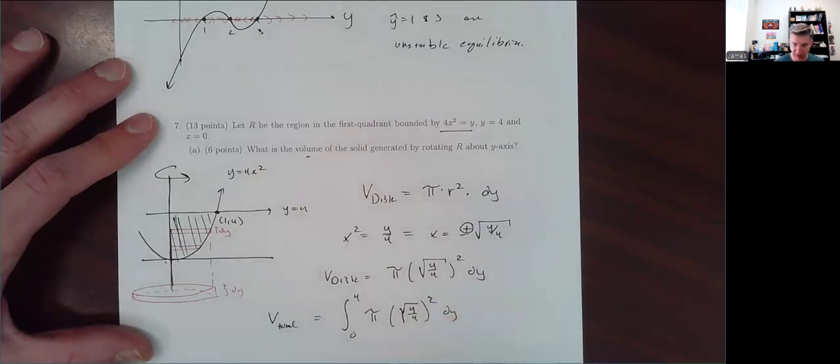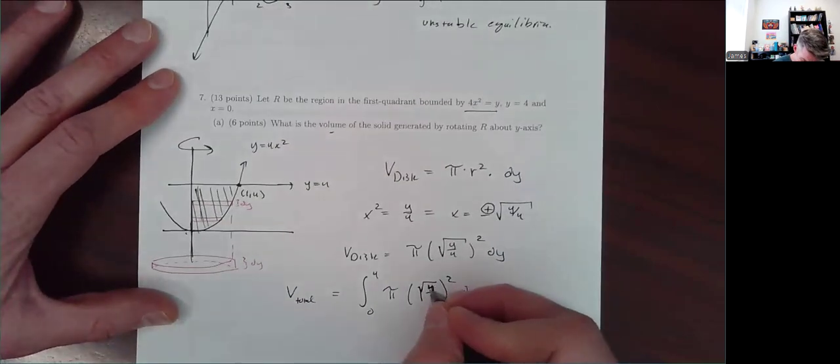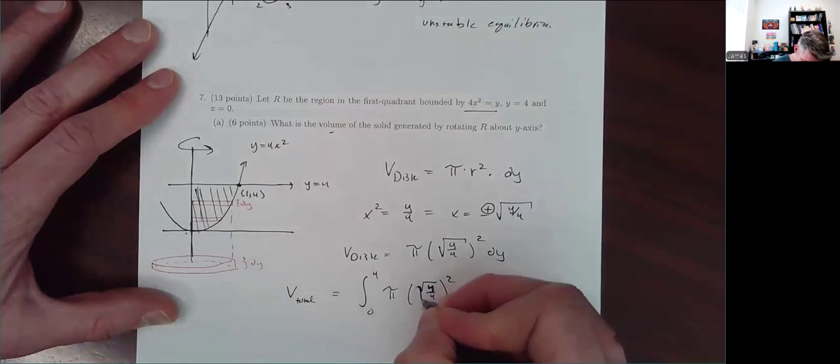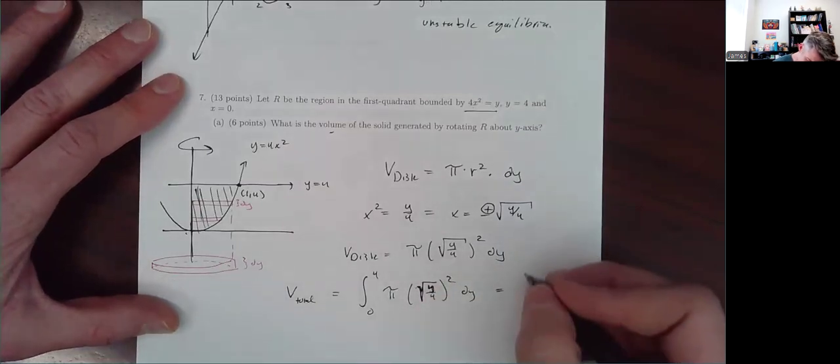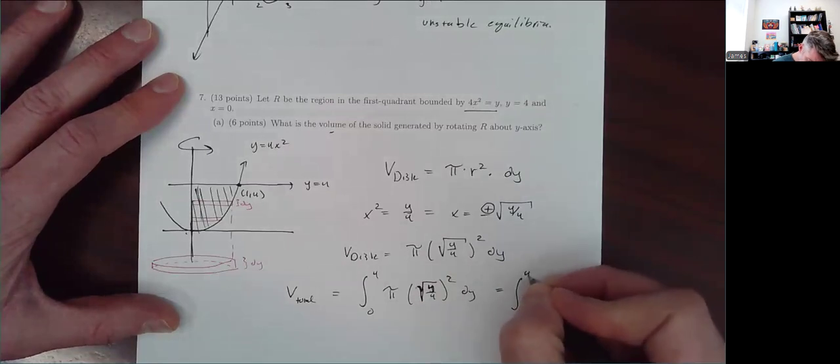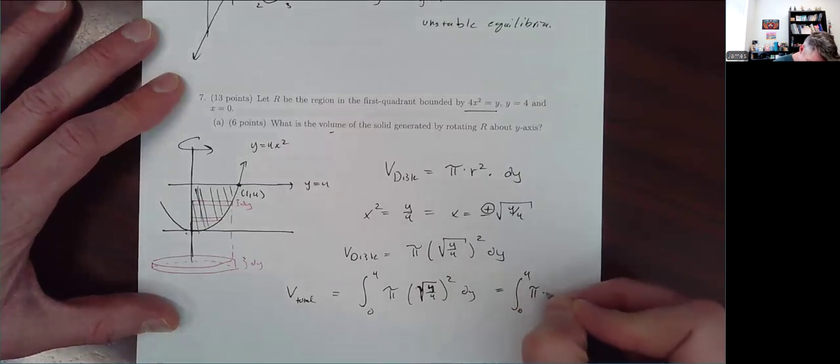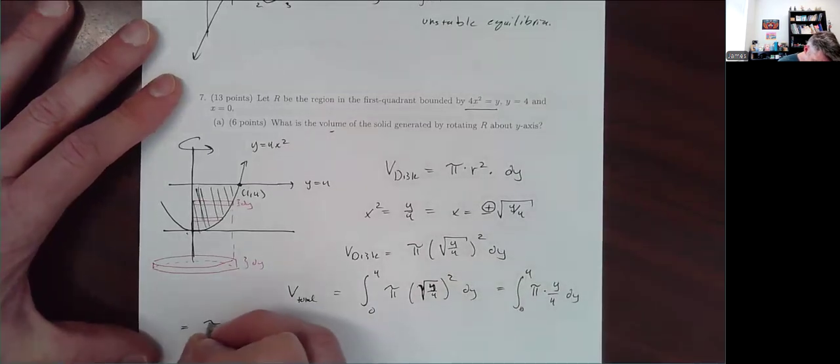My y's and my 4's look a little too similar there. That's a y on top and a 1 on the bottom. The nice thing here is the square root and the square root undo each other. So we're really just integrating from 0 to 4 pi times y over 4 dy. The pi over 4 hangs out.